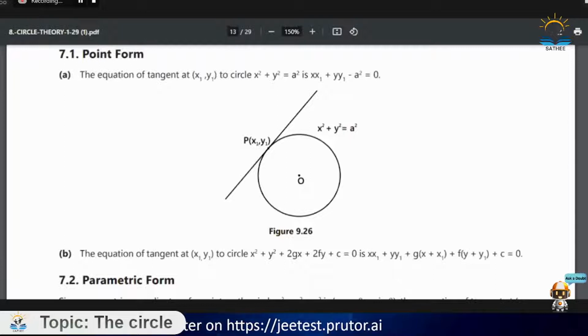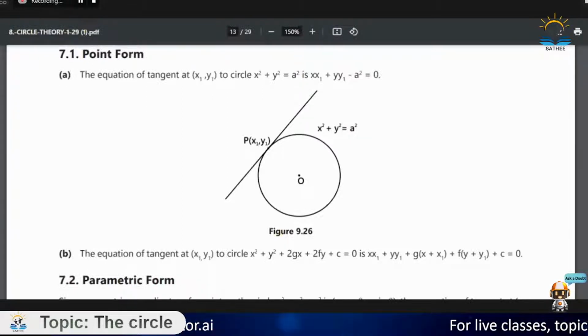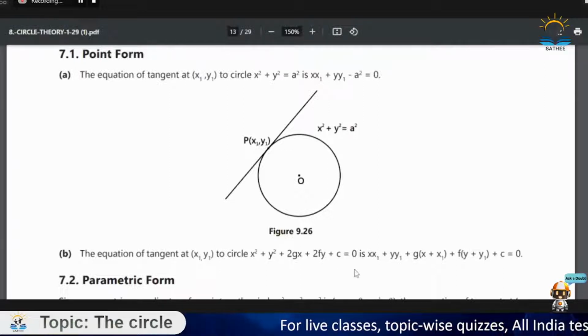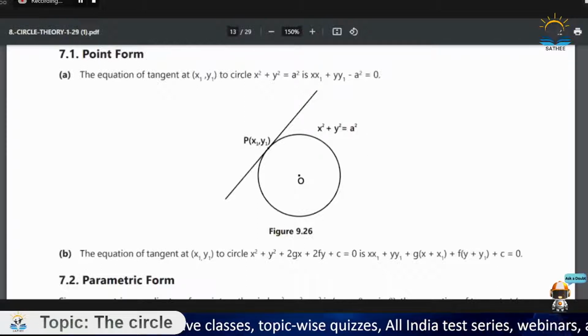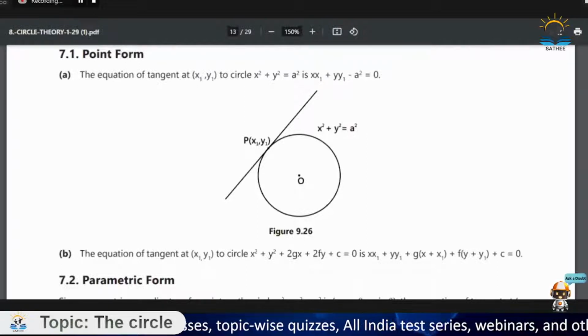Now suppose there also comes 2gx and 2fy. Like here they have taken the case of x² + y² + 2gx + 2fy + c = 0. So in this case, replace x by (x + x1)/2, and here you will replace y by (y + y1)/2.